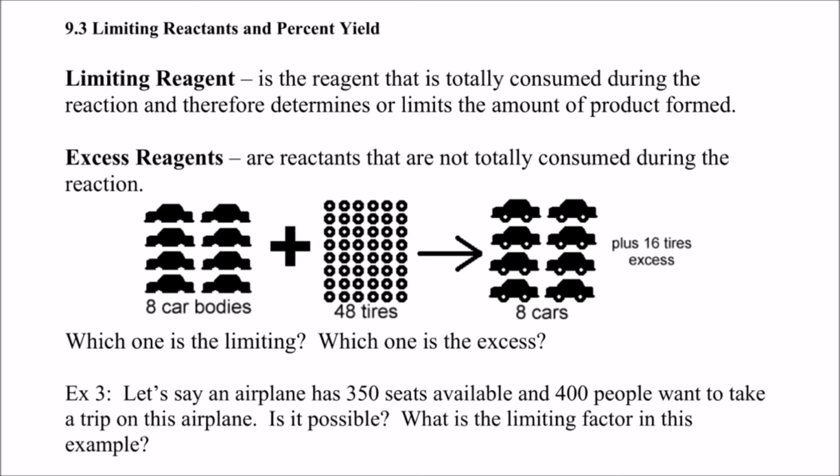When we do a reaction, one of the reactants is going to be what's called a limiting reagent because it limits how much product can be made. The way that it limits it is because it's the thing that runs out first. And once that reactant is all used up, the reaction can't happen anymore. So we call it the limiting reagent. Reagent is just another word for reactant.